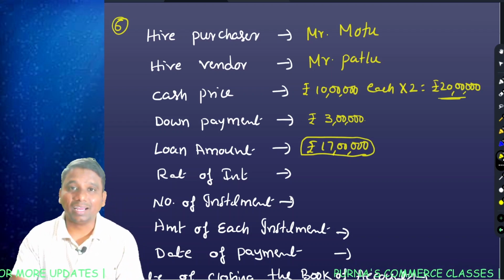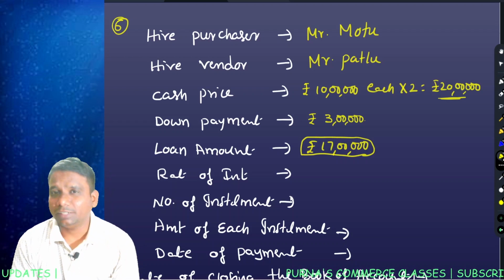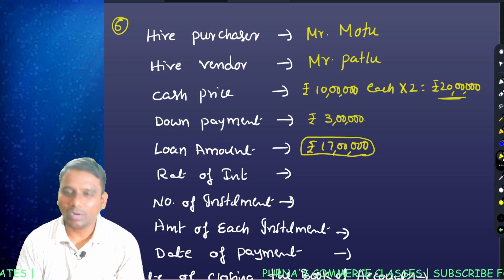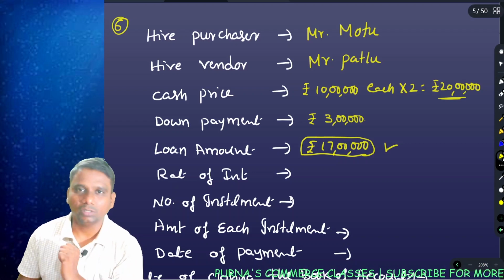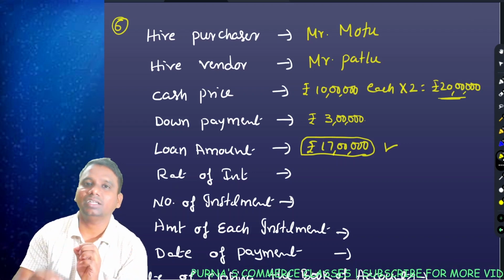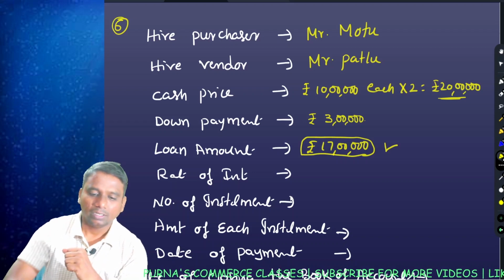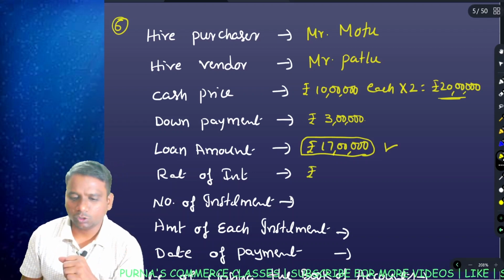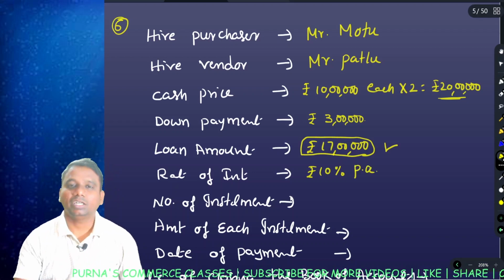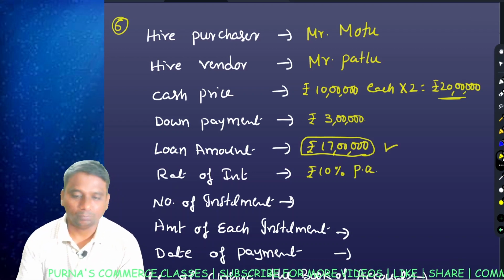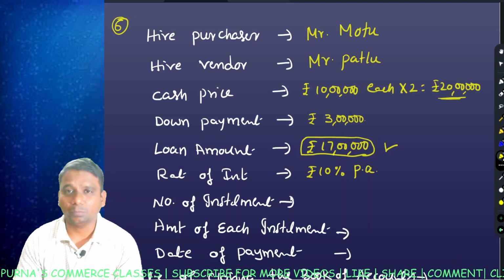This 17 lakhs we have to pay in installments. Now you people tell me, there is a concept of interest. Why? Because we are borrowing a loan. When we are borrowing, compulsorily we have to pay interest, right? Now, rate of interest. Let us assume the rate of interest is 10% per annum. We borrowed 17 lakhs and the rate of interest is 10% per annum.